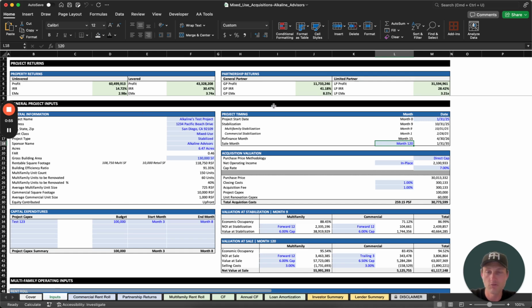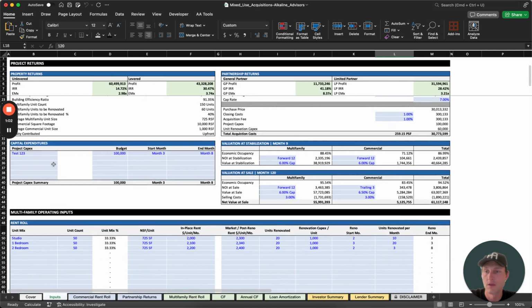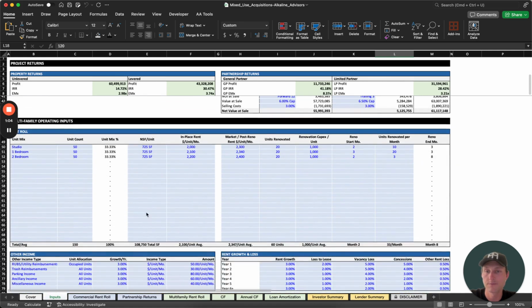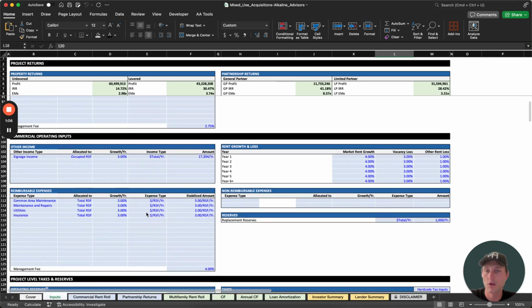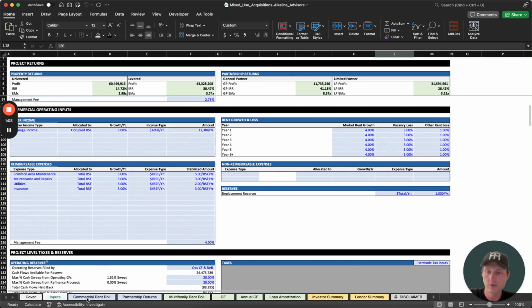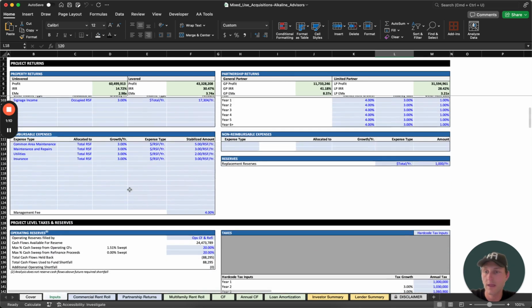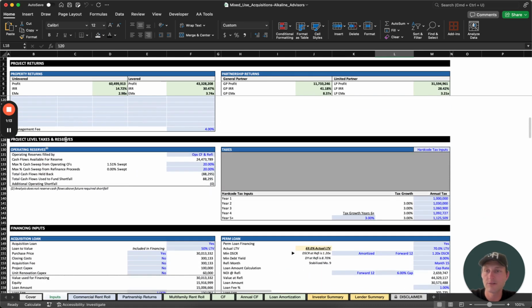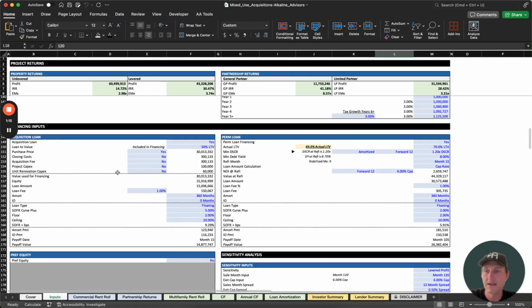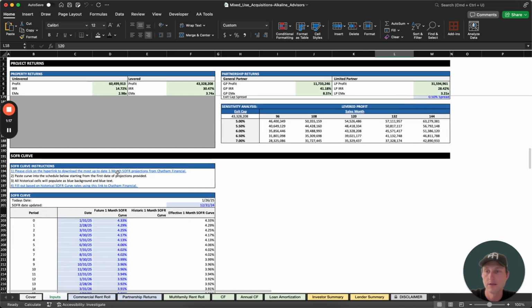And again, we're just going to run through this very quickly to start, but you could see we have return metrics, general project inputs, multifamily operating inputs, commercial operating inputs. Then we also have commercial rent roll over here, which we'll get into in a moment. We have project level taxes and reserves, financing inputs, the SOFR curve.